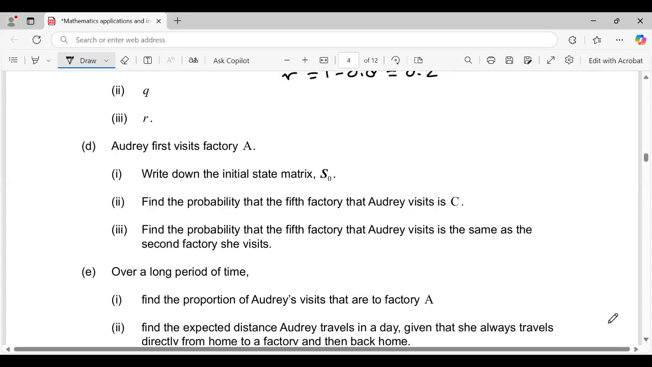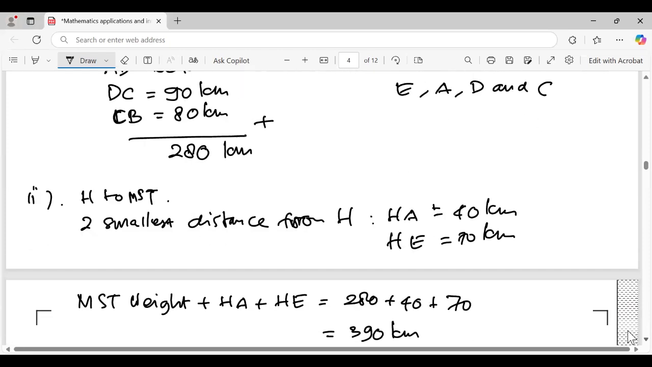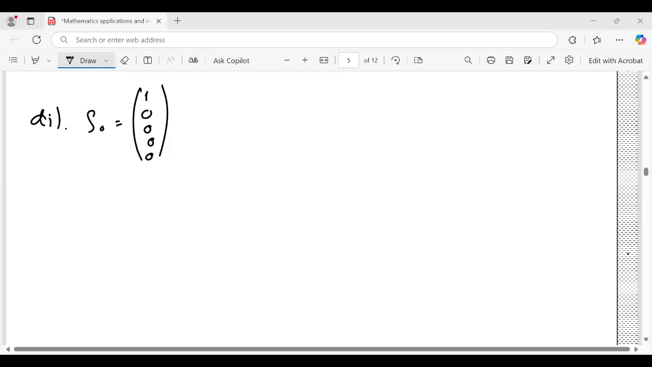On the first visit, factory A, write down the initial state matrix S0. So part D part 1, S0, or the initial matrix, is 1, 0, 0, 0, 0. This one. Next question.